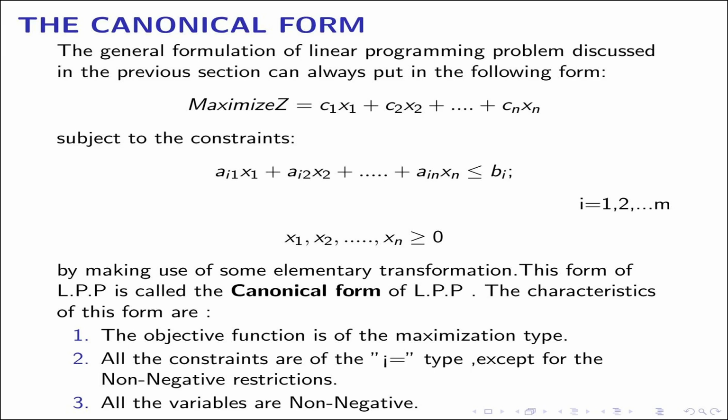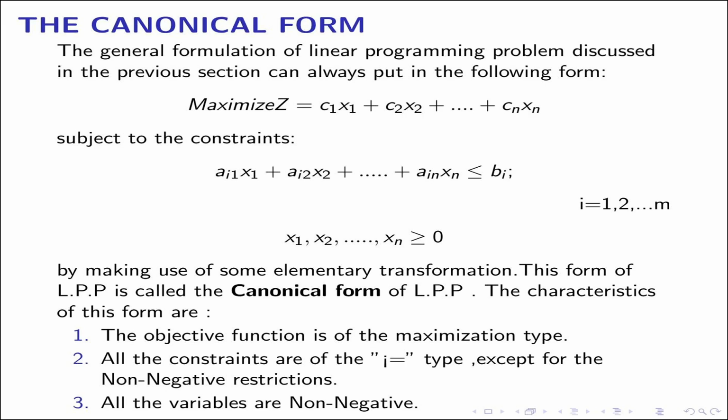Next, we see the canonical form. The general formulation of linear programming problem discussed in the previous section can always be put in the following form. Maximize Z = c1x1 + c2x2 + ... + cnxn subject to the constraints ai1x1 + ai2x2 + ... + ainxn ≤ bi, i varies from 1 to m, and x1, x2, ..., xn ≥ 0. By making use of this elementary transformation, the form of LPP is called the canonical form of LPP.